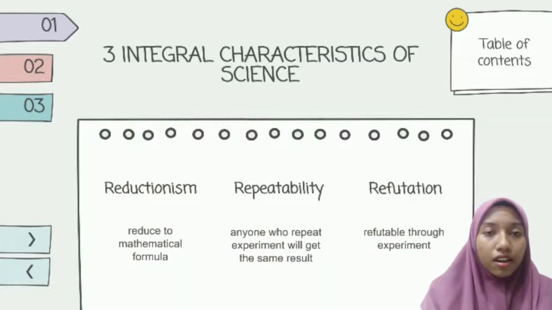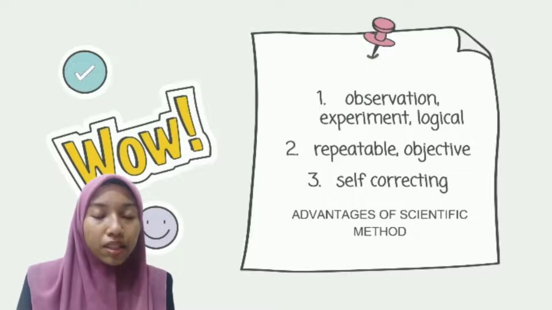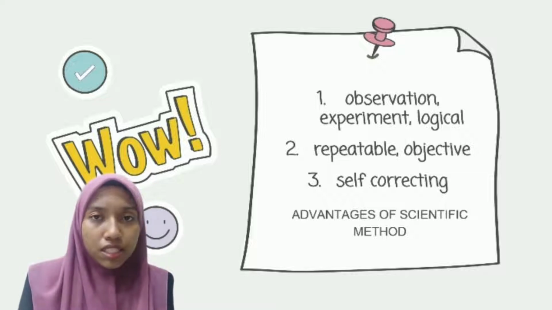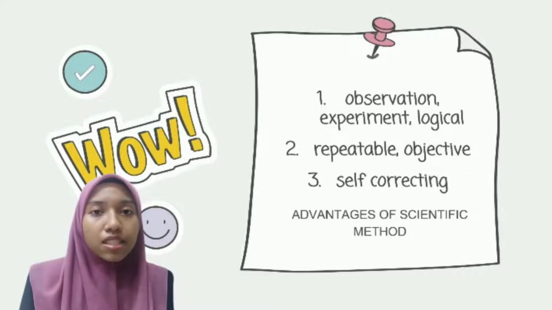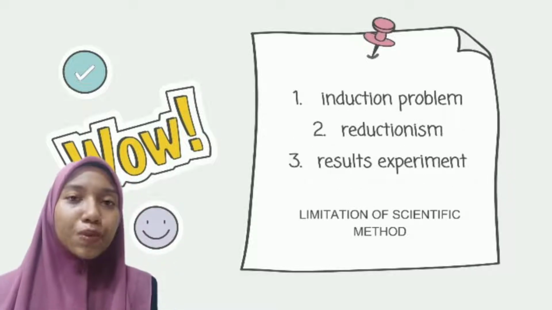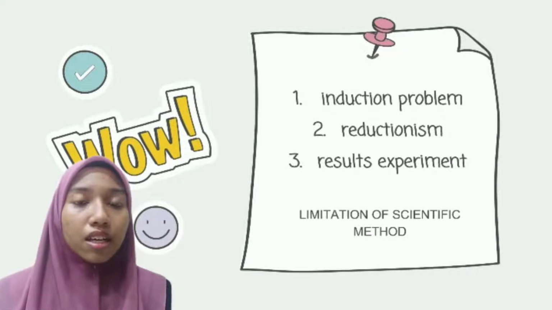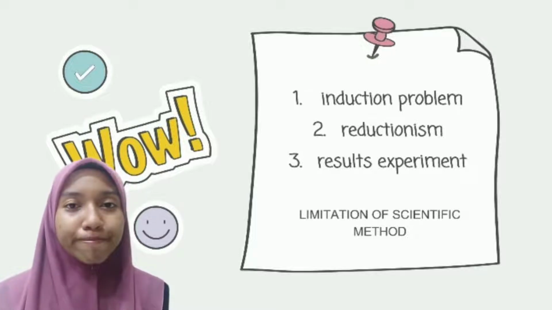There are three integral characteristics of science. First is reductionism, second is repeatability, and third is refutation. These are the advantages of the scientific method. First, it is based on observation, experiment, and logic. Next, it is repeatable and objective, and third, it is self-correcting. Next, we will see the limitations of the scientific method: first is the induction problem, second is reductionism, and third is that the result of the experiment depends on technique and instrument.